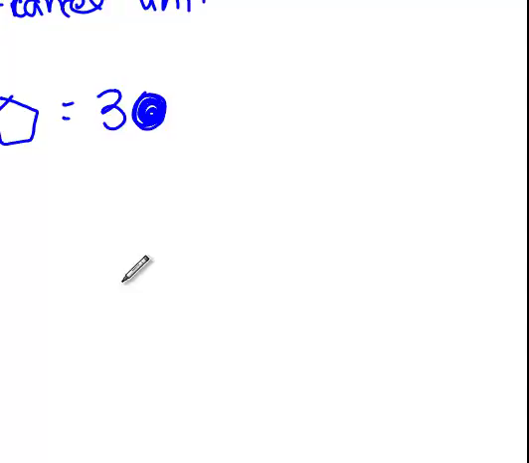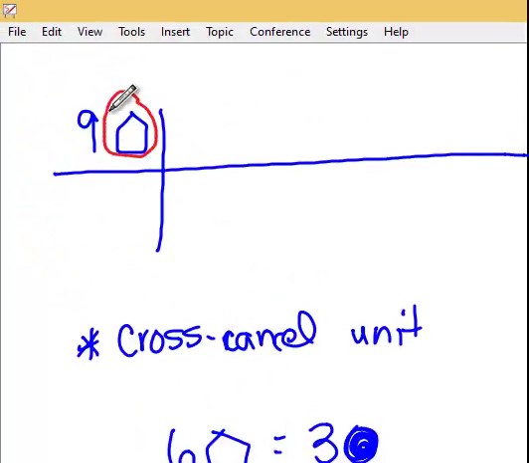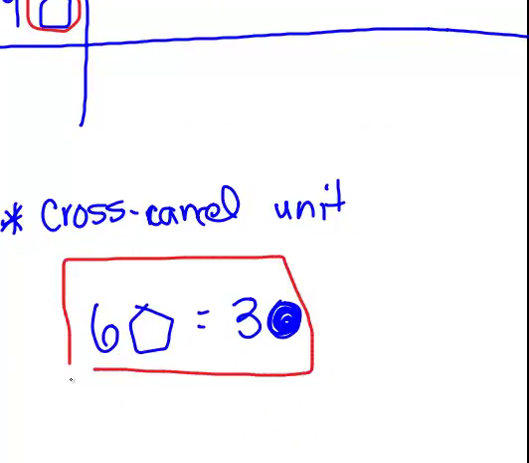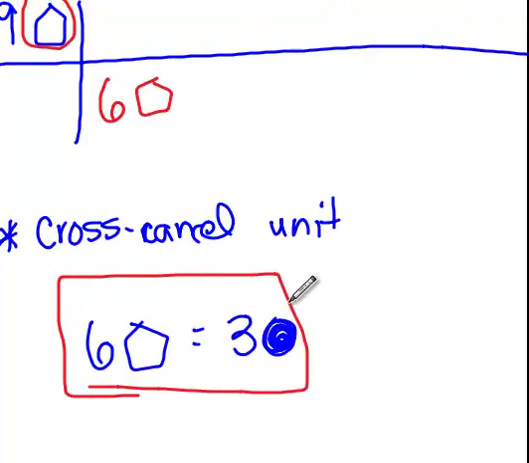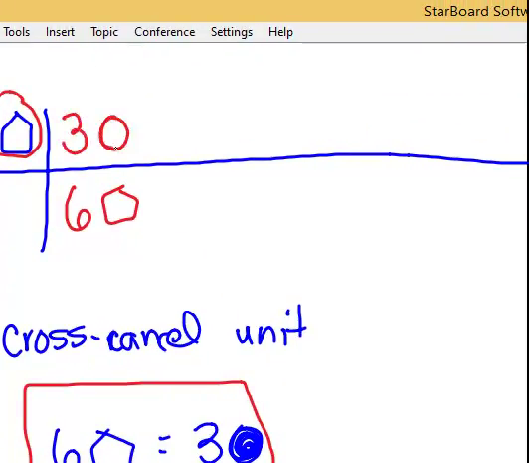Alright, so I have to cross-cancel pentagons. What cross-canceling means is that you have to have the same unit or the same shape down on the bottom. So here's our conversion factor that we want to use, and I have to put pentagons on the bottom, so I'm going to use 6 pentagons down here. What is 6 pentagons equal to? It's equal to 3 circles. So I have to put that on the top because these are equivalent, and that right there is called a conversion factor.